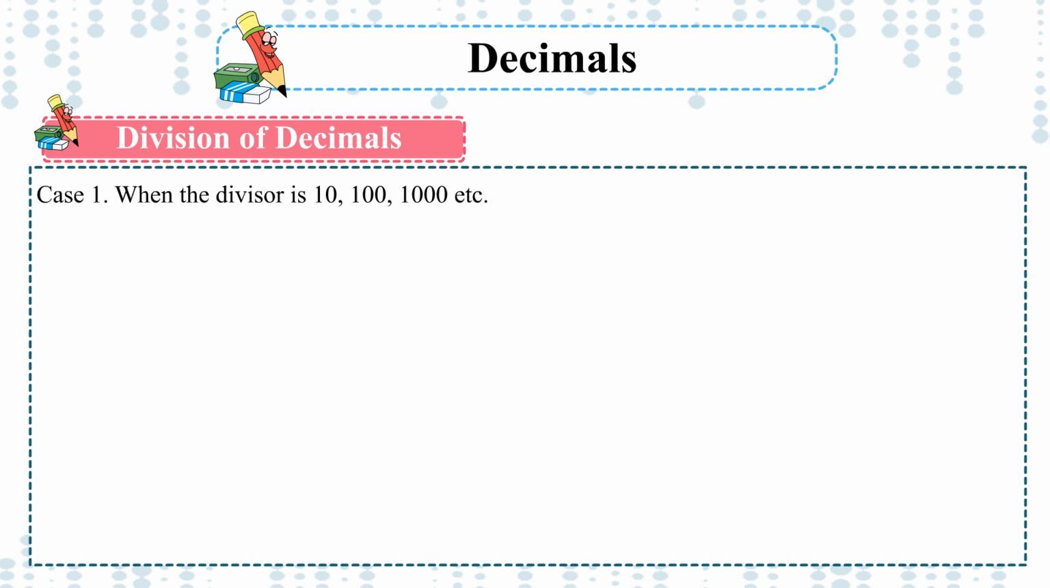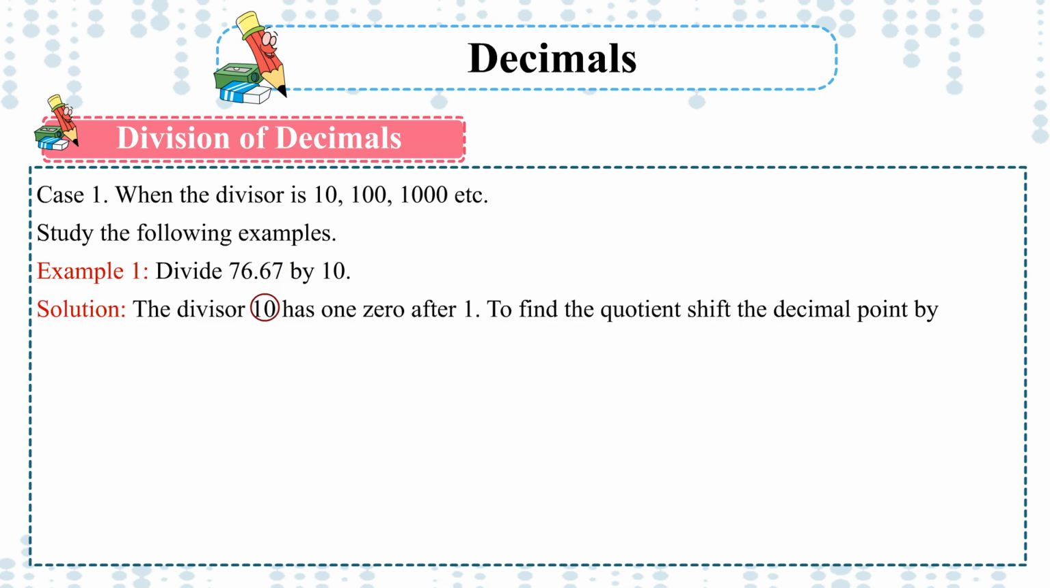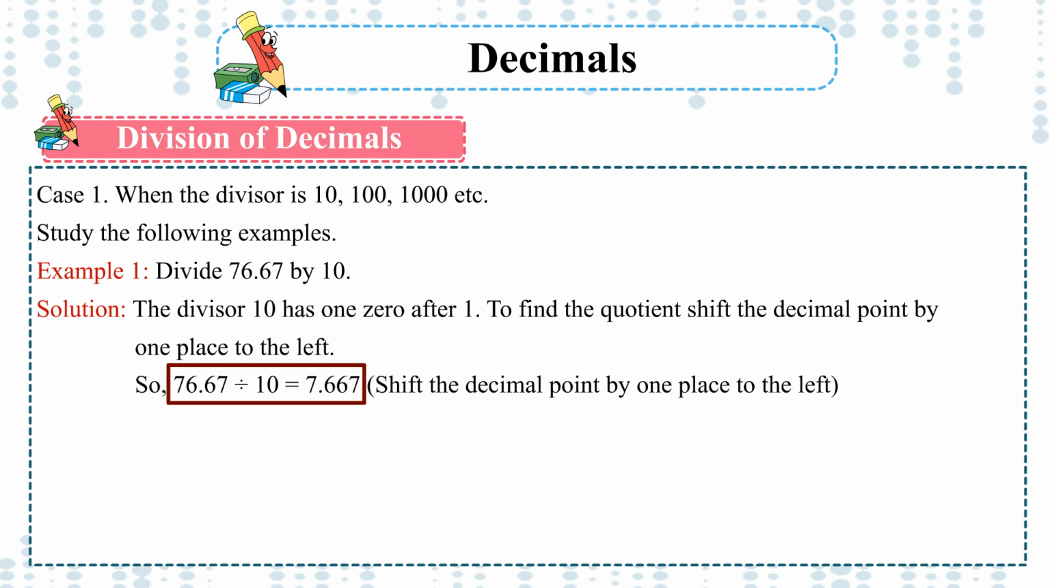Division of decimals. Case 1. When the divisor is 10, 100, 1000, etc. Study the following examples. Example 1. Divide 76.67 by 10. Solution. The divisor 10 has one zero after 1. To find the quotient, shift the decimal point by one place to the left. So, 76.67 divided by 10 is equal to 7.667. Shift the decimal point by one place to the left.